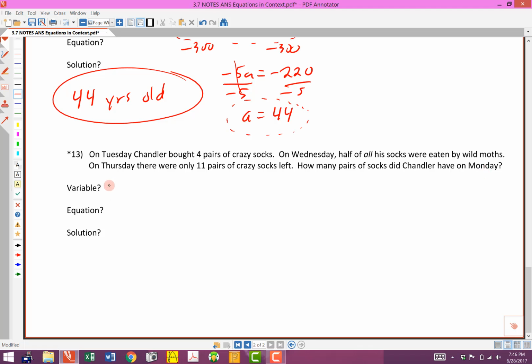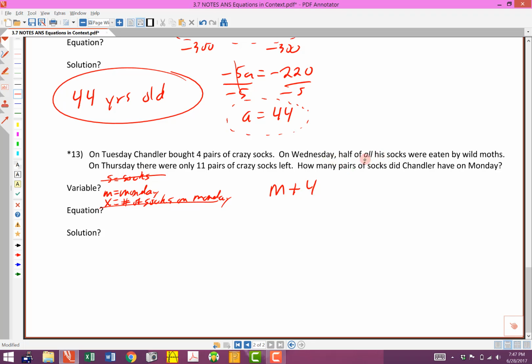So let's see, we could do S for socks. We could do M for Monday. We could say X equals number of socks on Monday. Doesn't really matter. Okay, so he had some on Monday. I'm going to use an M. On Tuesday, he bought 4 pairs of crazy socks. So we're going to add 4 pairs to his collection of socks.